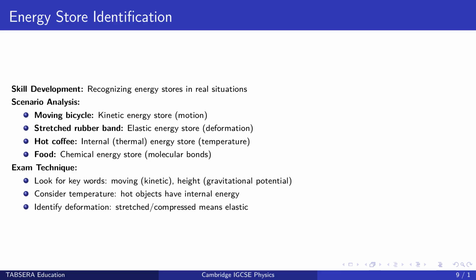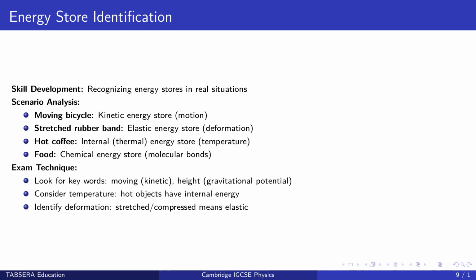Developing skills in energy store identification is crucial for exams. Let's analyse scenarios systematically. First scenario, a moving bicycle. This demonstrates kinetic energy store because the bicycle has mass and velocity. The key indicator is motion.